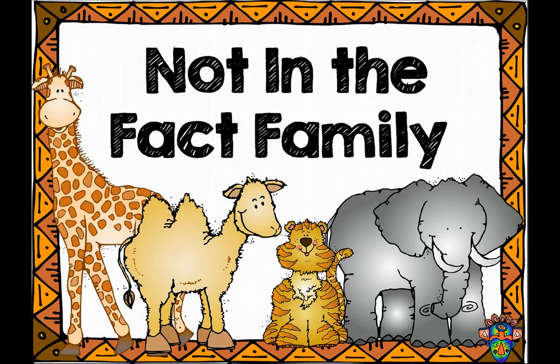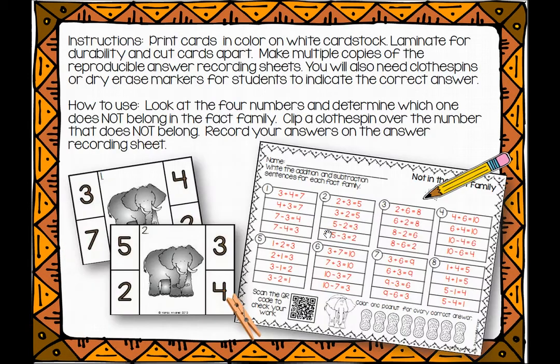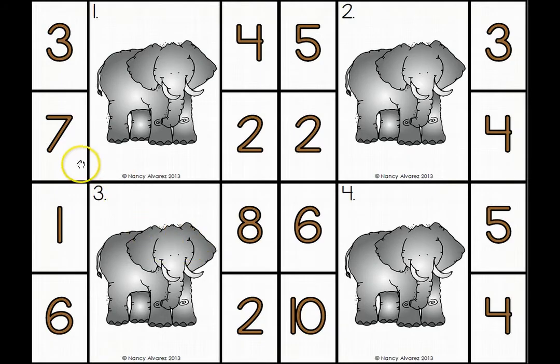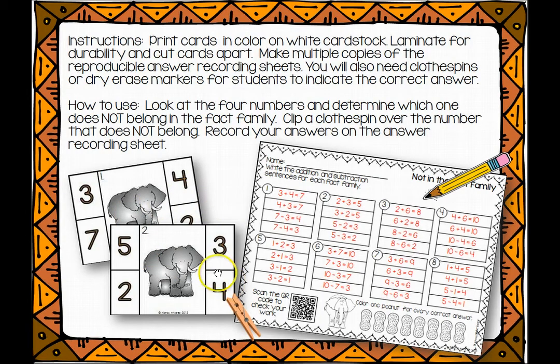This is the last activity in this pack. It's called Not in the Fact Family. This is a little bit of higher order thinking for them. It has facts. Okay, the cards will look like this. This is what they look like. You will cut them out so that all 4 numbers are on the side, so they'll look like this.